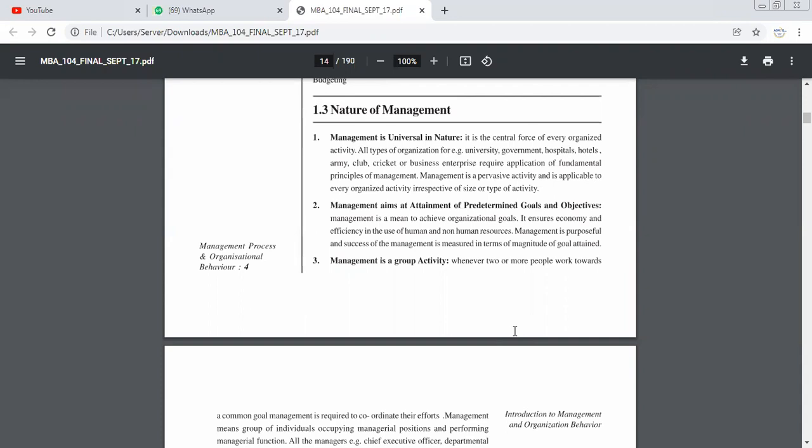Okay, second one: management aims at attainment of predetermined goals and objectives. Management is a means to achieve the organizational goal. It ensures economy and efficiency in the use of human and non-human resources. Management is powerful, and the success of management is measured in terms of the magnitude and goal attainment. See, management aims at attainment of predetermined goals and objectives. In every organization, they have their proper goals and objectives.